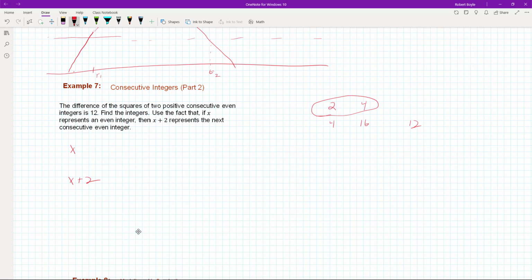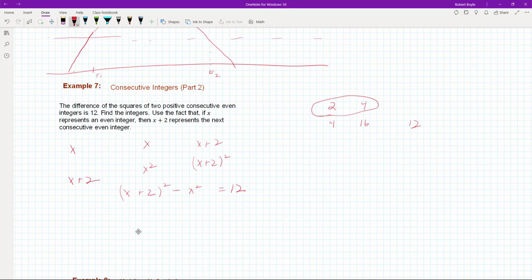The other way to do this is to notice that one integer is going to be x, the next integer is going to be x plus 2. Okay, the square of x plus 2 is the entire quantity x plus 2 squared, and the square of this one would be x squared. The difference is going to be x plus 2, the entire thing squared, minus x squared. If we simplify, that's going to be equal to 12.